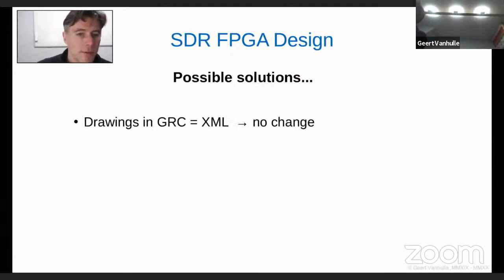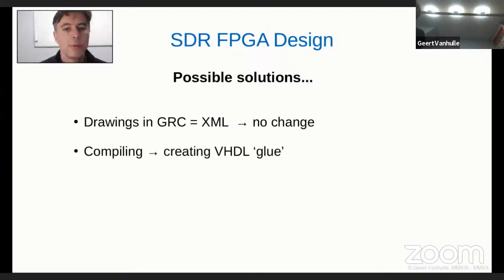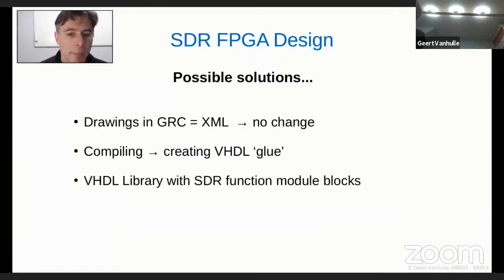What is a good solution is that we would keep this model, we make the drawings in GRC that is producing XML code, no change there, but that we would have a possibility to compile this XML code into VHDL glue instead of Python glue, and have a library of the VHDL blocks with all the software-defined radio functions, so that you would have a VHDL block FIR filter, VHDL block QPSK modulator, and so on, that you will have the whole identical library as in GNU Radio Companion.